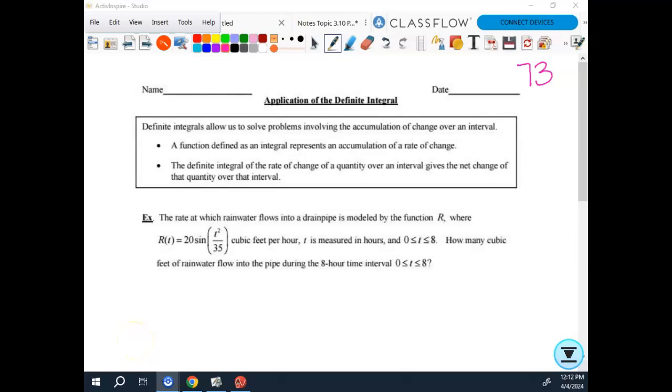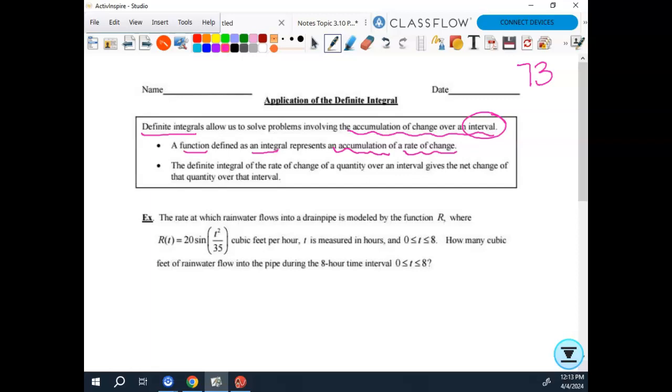All right, so definite integrals allow us to solve problems involving the accumulation of change over an interval. That means we're going from a to b. That's your definite integral. A function defined as an integral represents an accumulation of a rate of change.